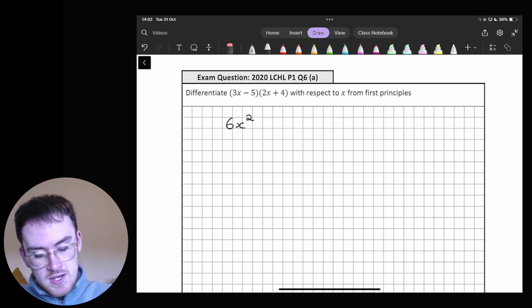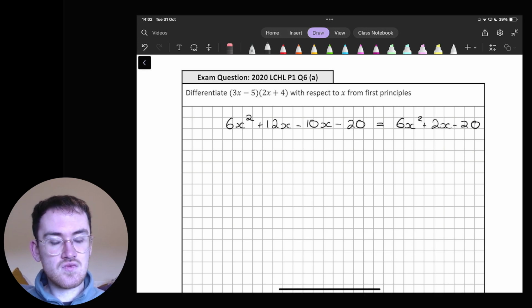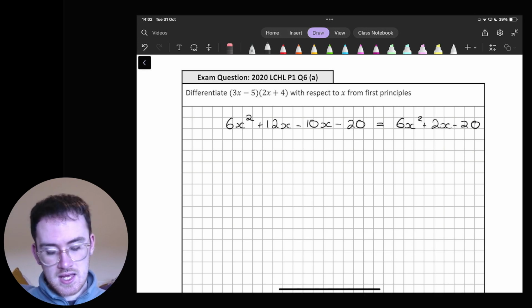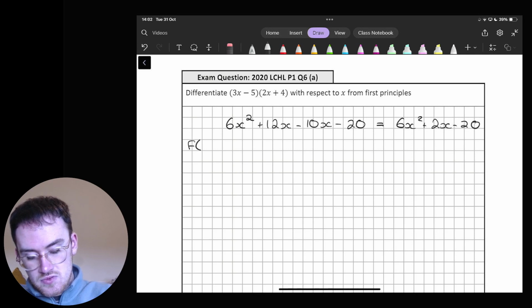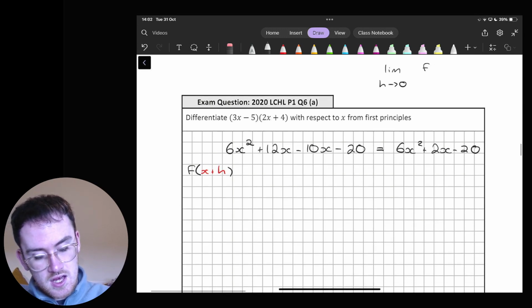Multiplying out this bracket gives me 6x squared plus 12x minus 10x minus 20, which simplifies down to 6x squared plus 2x minus 20. It's really important that we multiply that out first. Now we need to go as before, and we're going to evaluate f of x plus h, because I'm remembering that my rule here is the limit as h goes to 0 of f of x plus h minus f of x over h.